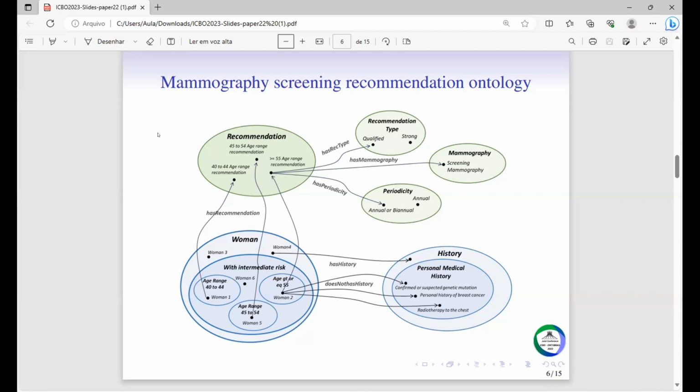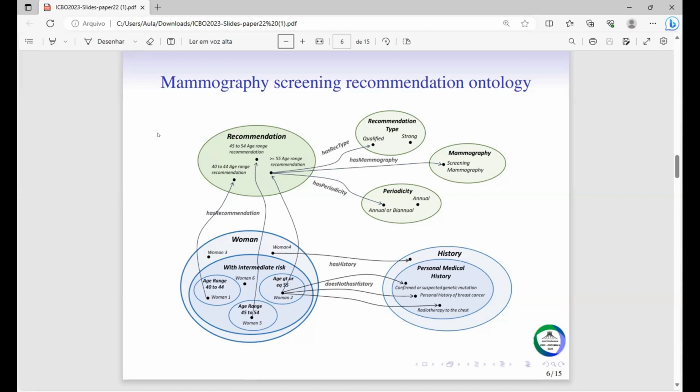The property "has history" relates women to her record, and the property "does not have history" relates women to those diseases, clinical diagnosis, or test results that they do not have. If that's the case, it is very relevant that the ontology explicitly declares that a woman does not meet the three following conditions: to have a history of breast cancer, the confirmation or suspicion of a genetic mutation that increases the risk of contracting the disease, and previous history of chest therapy at a young age.